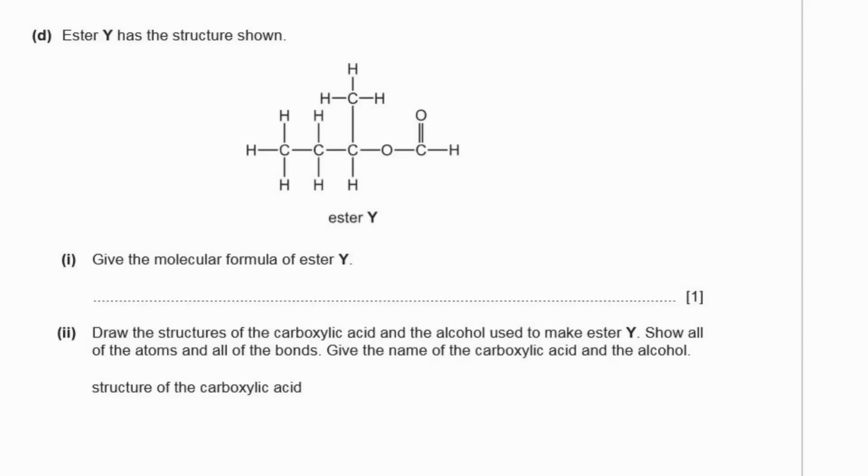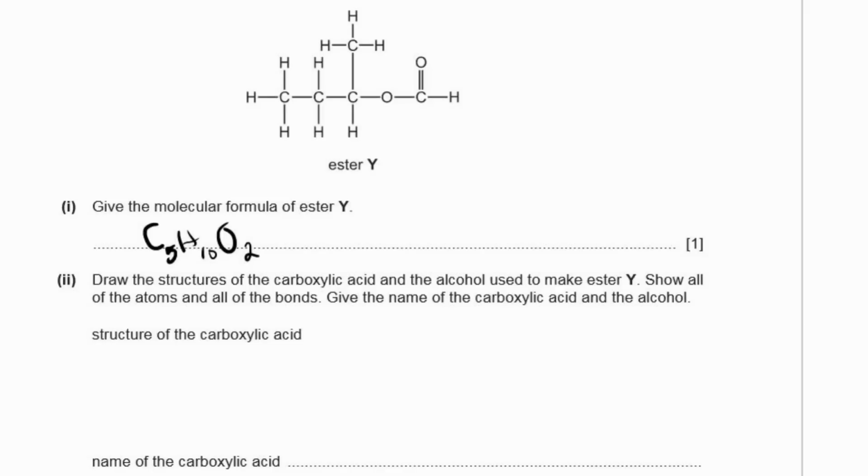At D, ester Y has a structure shown. Okay, give the molecular formula of ester Y. Okay, the molecular formula is just showing what is on here. Okay, so we have carbons. We have 1, 2, 3, 4, 5. We have hydrogens. 1, 2, 3, 4, 5, 6, 7, 8, 9, 10. And oxygens, we have 1, 2. C5H10O2.